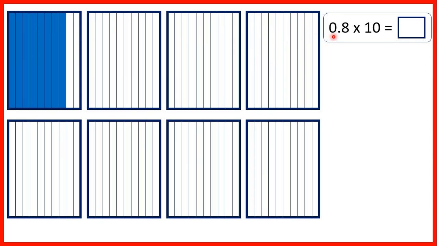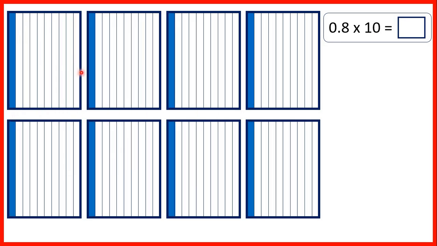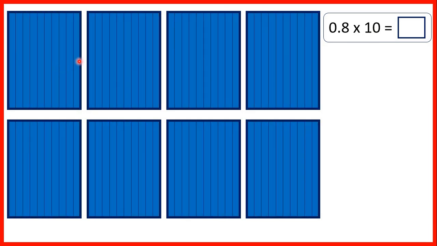Now let's look at 0.8 times 10. But this time, instead of adding 8 tenths, we can think of multiplication as making things 10 times bigger. What we can do is split up those 8 tenths into 8 different rectangles. And remember, one way of thinking about multiplying by 10 is making things 10 times bigger. So, if we make our tenths 10 times bigger, we've now got wholes. We've got 8 whole rectangles, so our answer is 8.